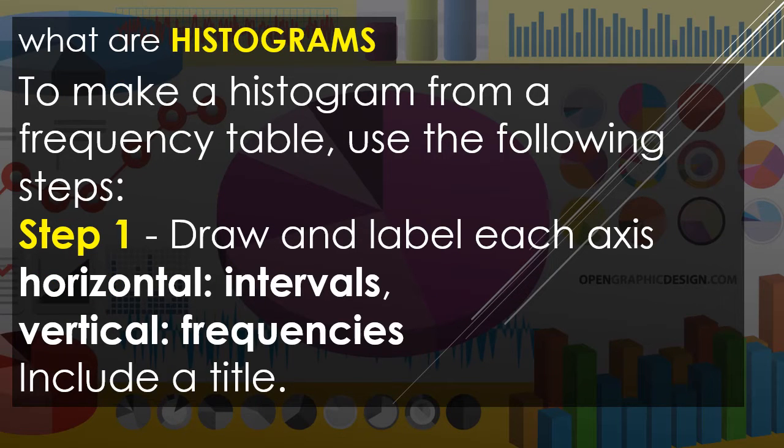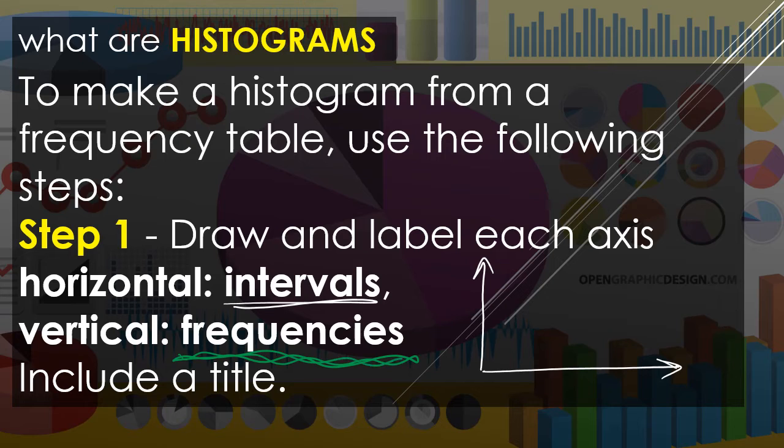What this means, in order to make it, there's 3 steps we're going to follow. The first step is we're going to draw and label each axis. And so our horizontal axis, so the axis that goes left to right, that's going to be used for our intervals. And our vertical axis is going to be used for frequencies, or how many times that data point in that interval shows up. And the biggest thing is we need to include a title, so make sure you title it so we actually can identify what the data is.